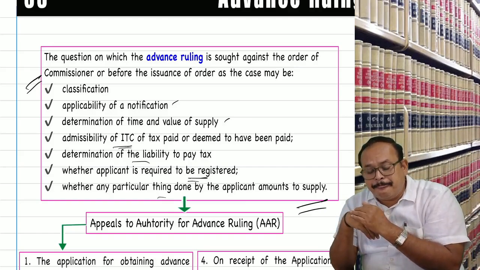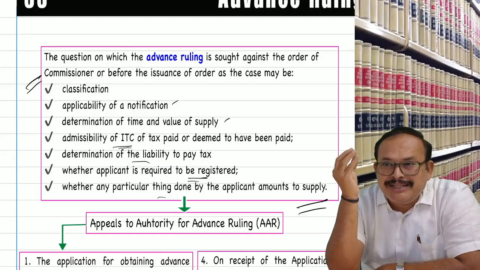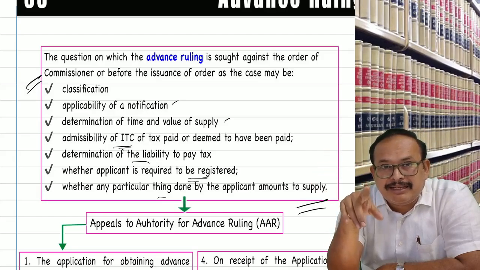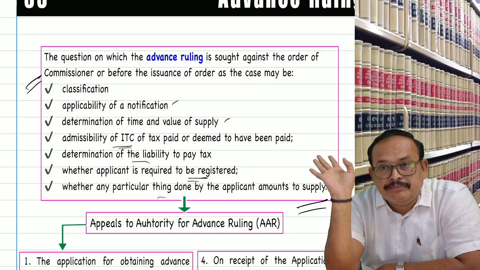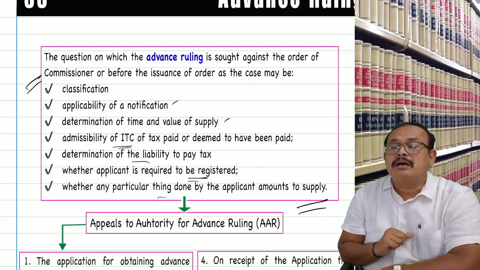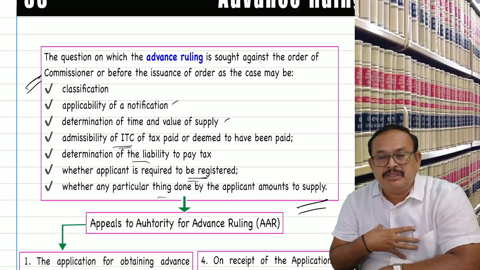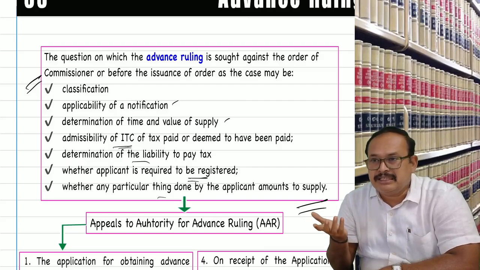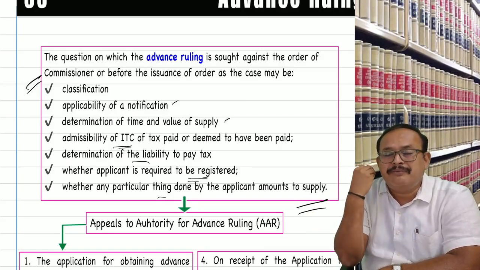Next, a dispute pertaining to place of supply, or a dispute pertaining to anti-profiteering, cannot be heard by the Authority for Advance Ruling. Is that clear, sir? And this ruling is applicable only to the applicant and the department. For example, I am Mr. Rafi. I went to appeal to AAR.